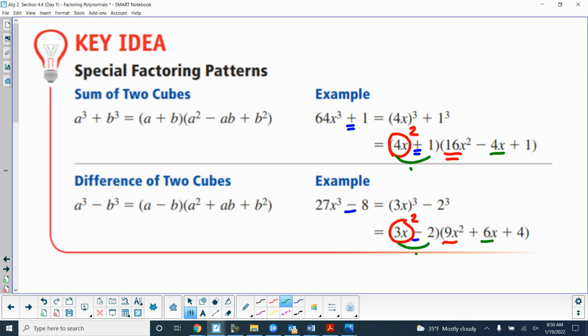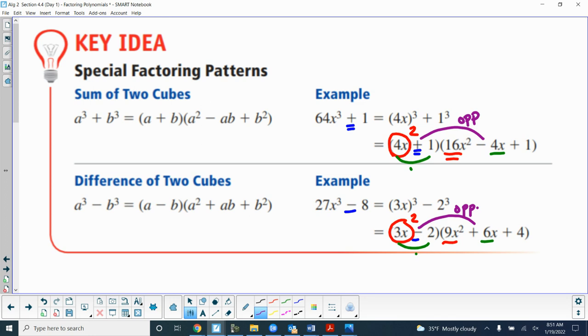Now here's what you got to remember. When it's an addition sign in our binomial, our trinomial, they're always opposite. Opposite signs. If it's a difference of cubes like this one, then this middle term is addition. Okay? Opposite sign.